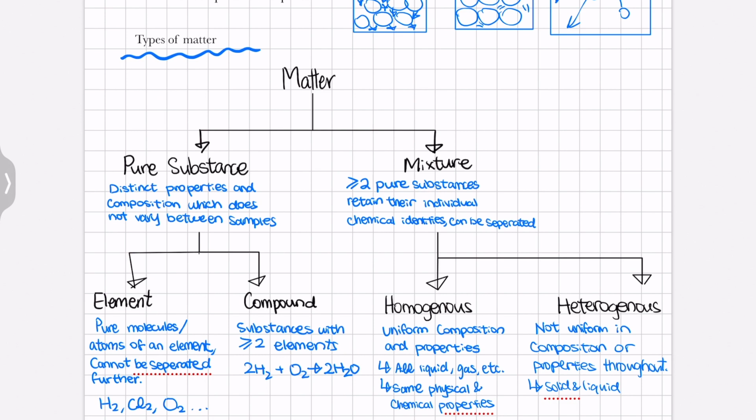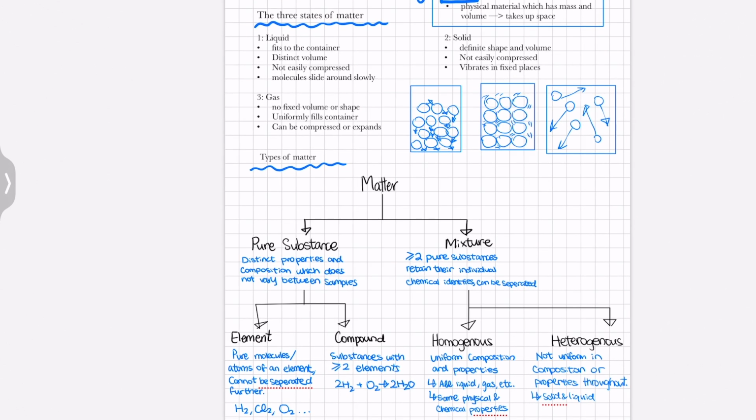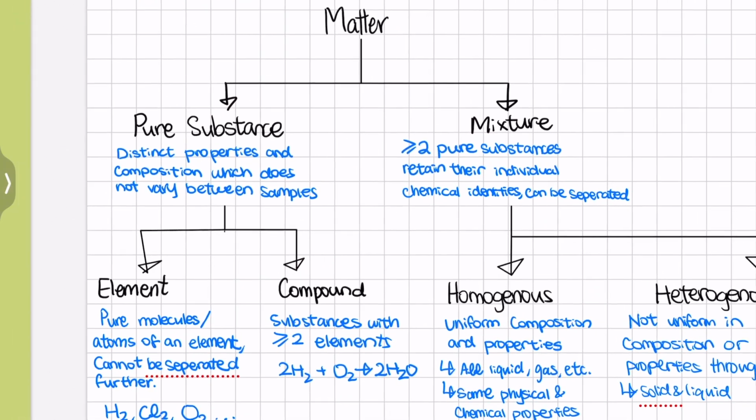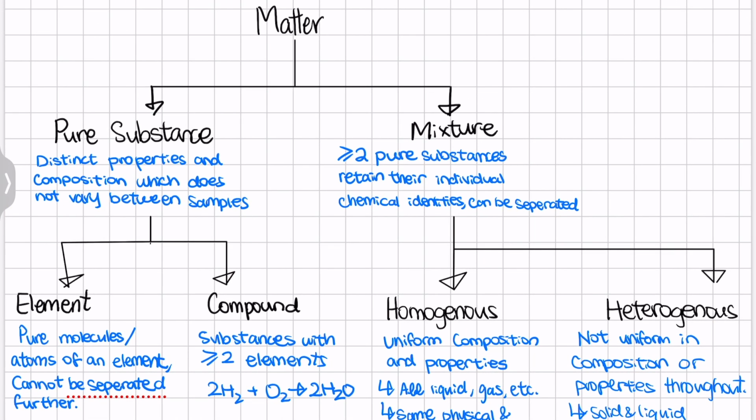Now we'll be discussing all the types of matter. As we said just now, matter is basically anything that has mass and volume. Now it's separated between pure substances and mixtures. A pure substance has distinct properties and composition, which doesn't vary between samples. A mixture instead has two or more pure substances mixed together. They both retain their individual chemical identities and they both can be separated.